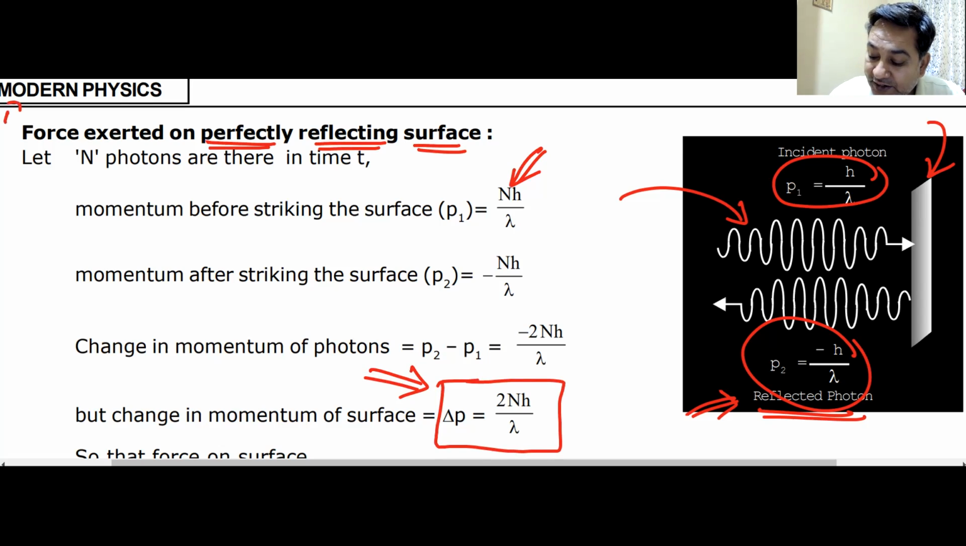Do we understand the heading? Please note down the formula. Perfectly reflecting surface. Just write the heading: force on perfectly reflecting surface. You may not draw the diagram. The diagram is already there in your sheet. Save some time. You just write the final answer that you get, and that is 2nh by lambda. Am I clear? I'll give you a minute to ponder your thoughts.